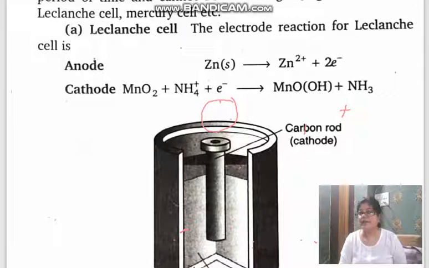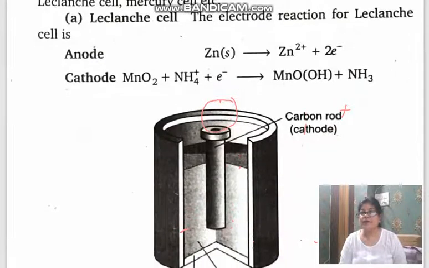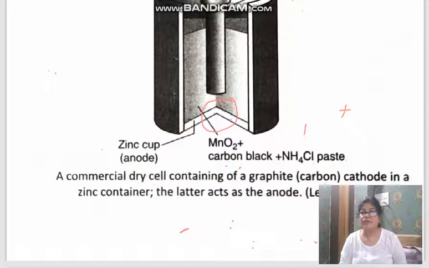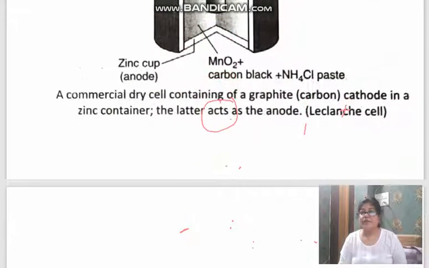At the anode, zinc metal releases electrons and changes into ions, and at the cathode manganese dioxide and ammonium ions take the electrons and convert like this. So here the carbon rod acts as the cathode and the zinc plate acts as the anode. Now this is a picture of the commercial dry cell of graphite. The zinc container acts as the anode.